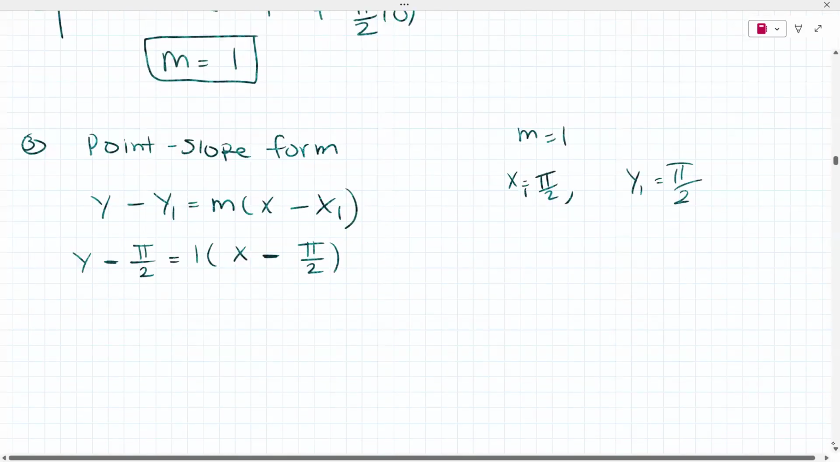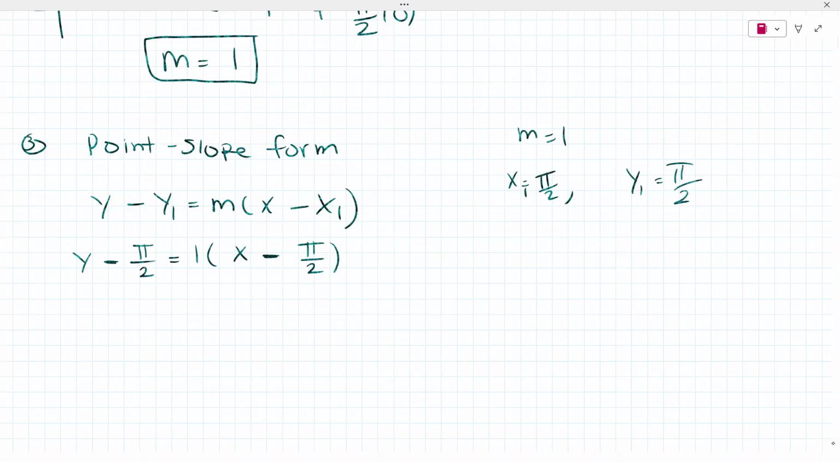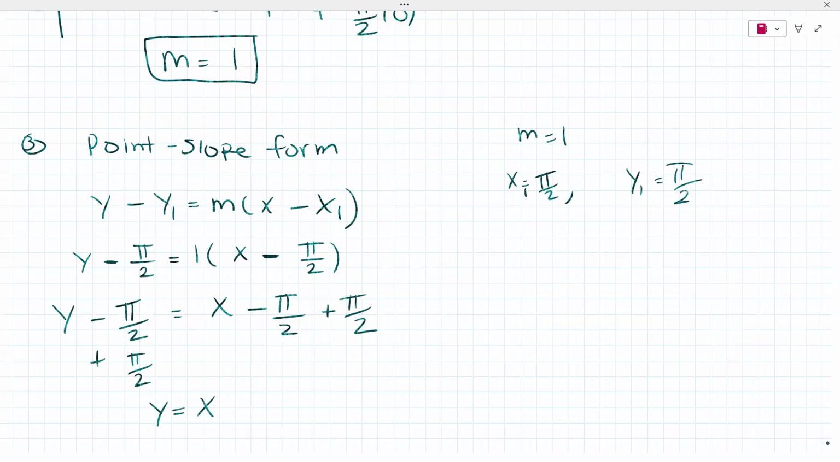Okay. You can leave it like this. Usually they prefer point slope form. You could do one extra step. You can try solving for y. So if you do that, 1 times x minus pi over 2 is just itself. Solve for y by adding pi over 2. You get y equals x, and then negative pi over 2 plus pi over 2 is just 0. So this is perfectly fine. This is also perfectly fine.